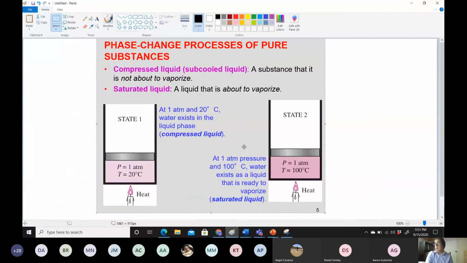All right, so let's suppose we're going to talk about state 1. We have a pure substance inside this. This pink material here is a pure substance. Let's just assume it's water. So this is water we're going to put inside this piston.